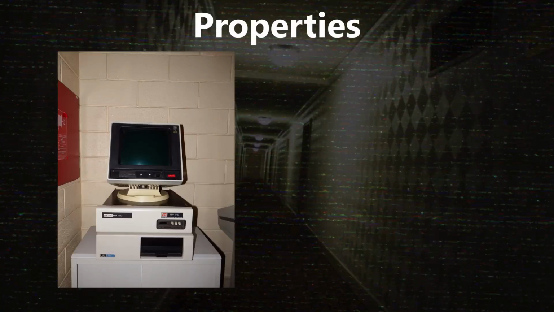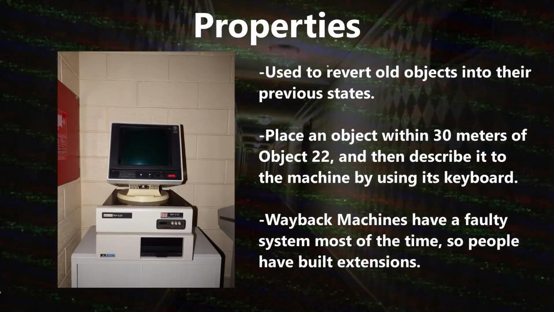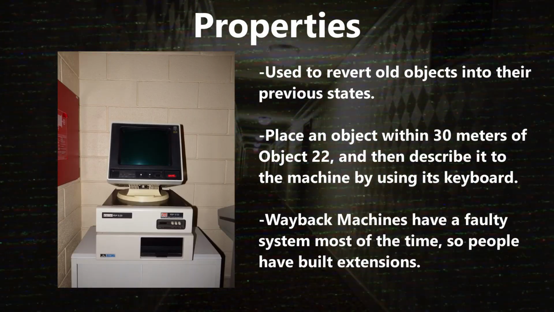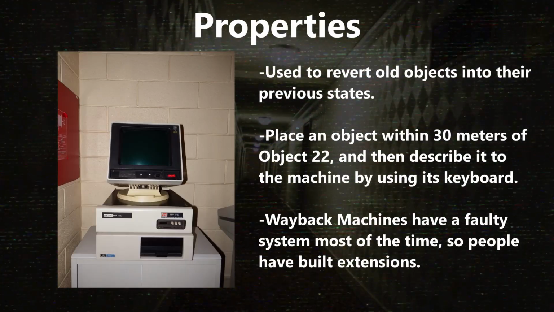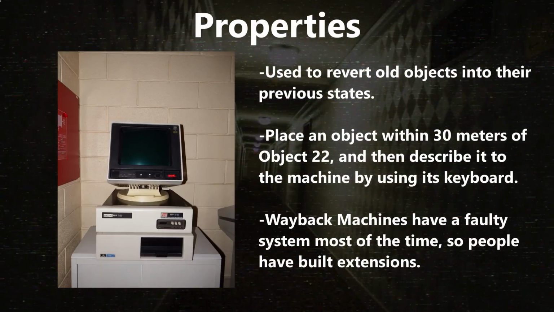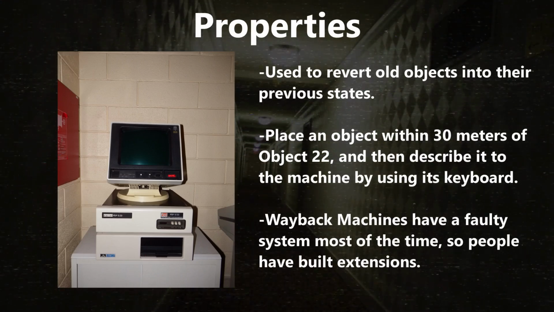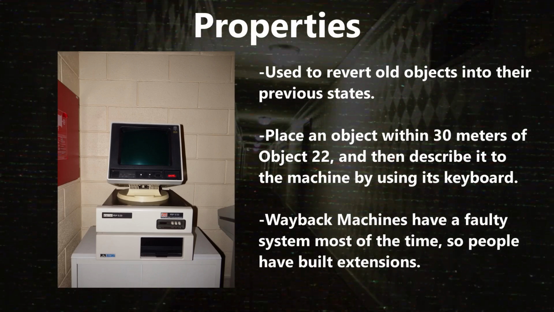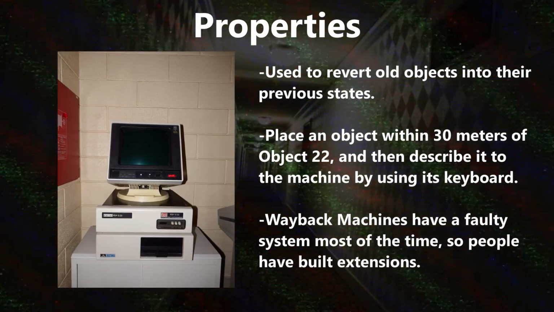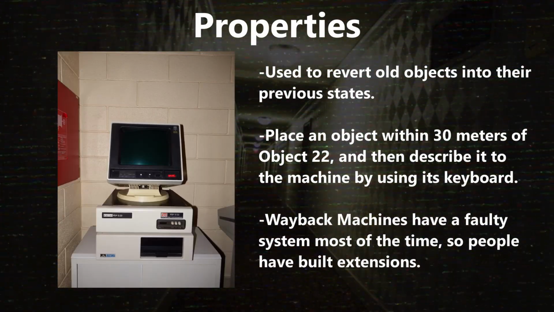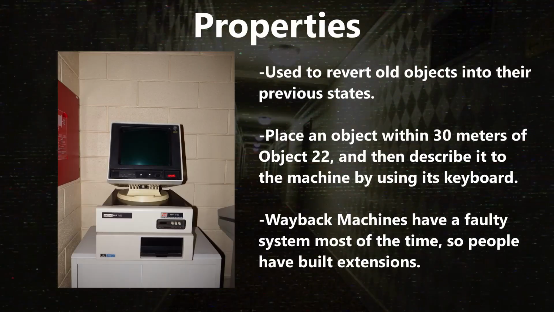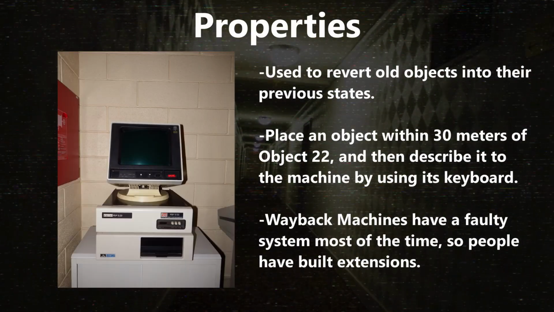One of the most iconic uses for the Wayback Machine is that it can be used to revert an object back to its previous state, whether it was used or damaged. In order to use this, you must place an object of your choice within 30 meters of the Wayback Machine. Then, you must describe the object's physical form to the machine using its keyboard. Then, it will try to revert it back to its previous state. However, it is common that it might malfunction due to a faulty system.